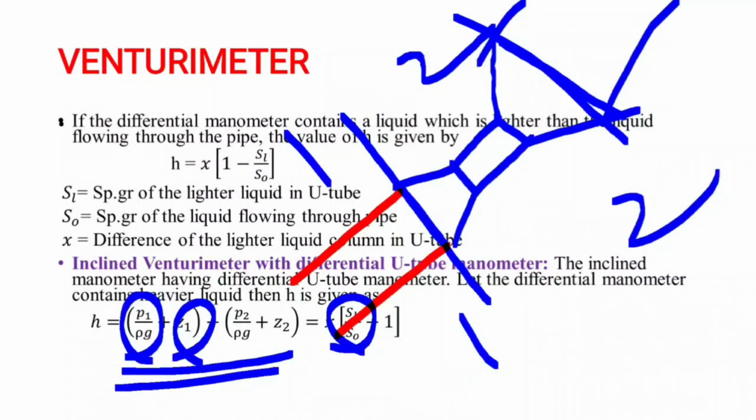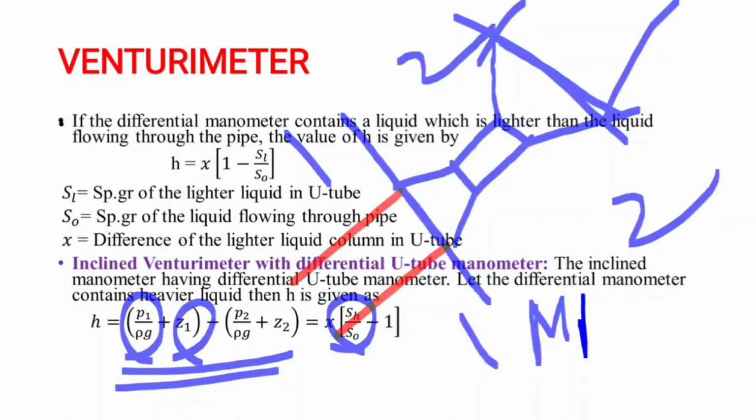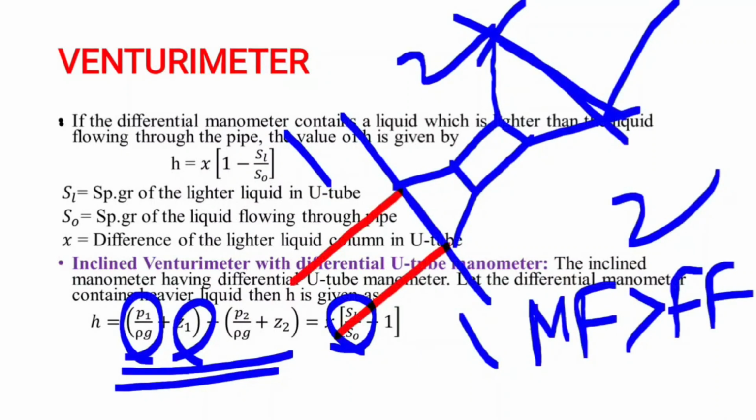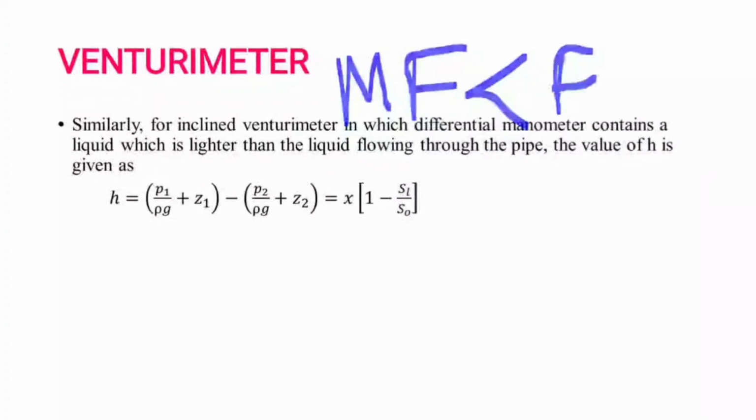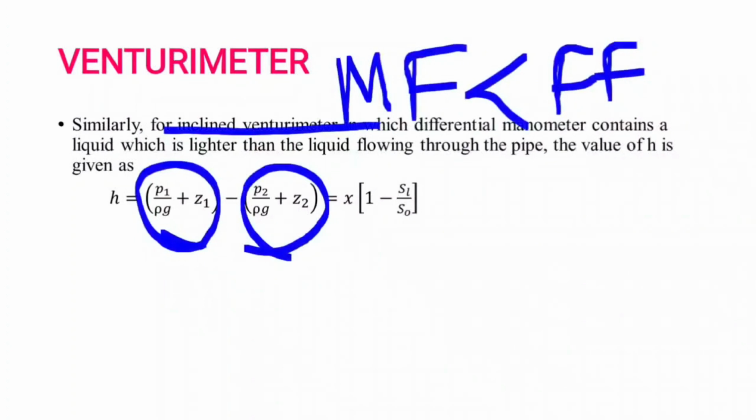This is if the density of the manometric fluid is heavier than the flowing fluid. In the next case, the manometric fluid is lighter than the flowing fluid in case of an inclined Venturimeter. Based on the heads also we can find, and based on the specific gravities also we can find the H value.